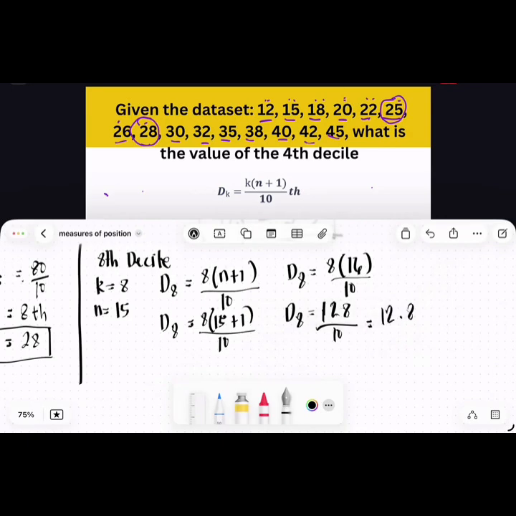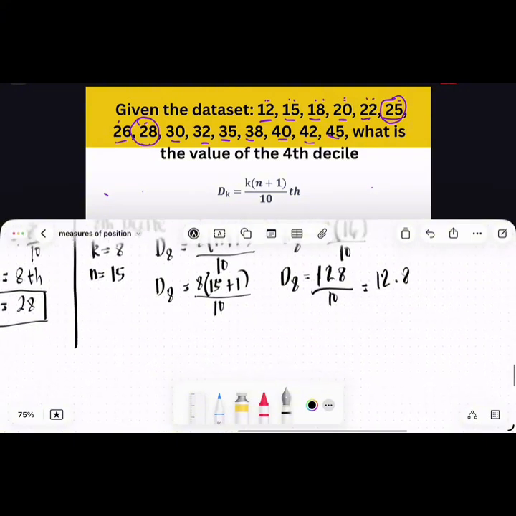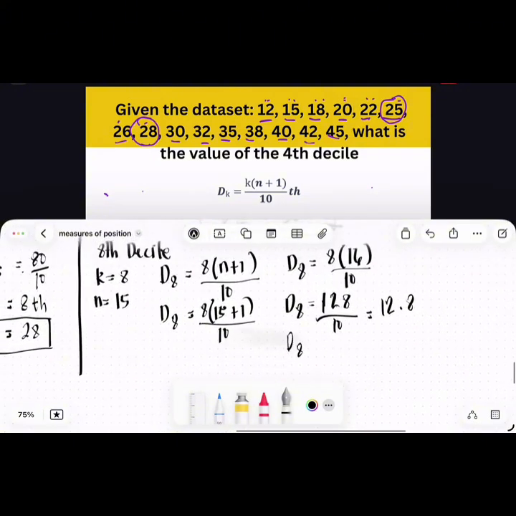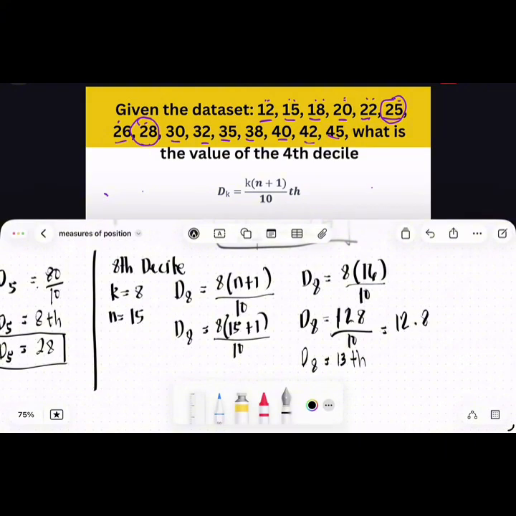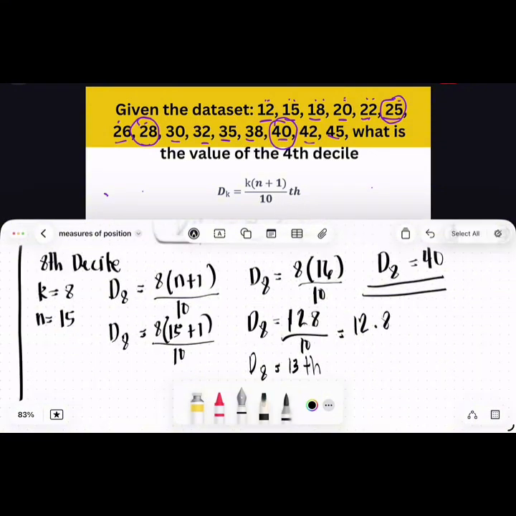Since we are going to round it off, the digit next to 2 is 8, or our decimal is 8. Therefore, we are going to round up. So, if we round up, decile 8 is equal to the 13th position. So, for our 13th, 8 is the 8th, up 9, 10, 11, 12, and 13. So, this is our decile 8. So, our decile 8 is equal to 40. So, this is how we solve the decile.